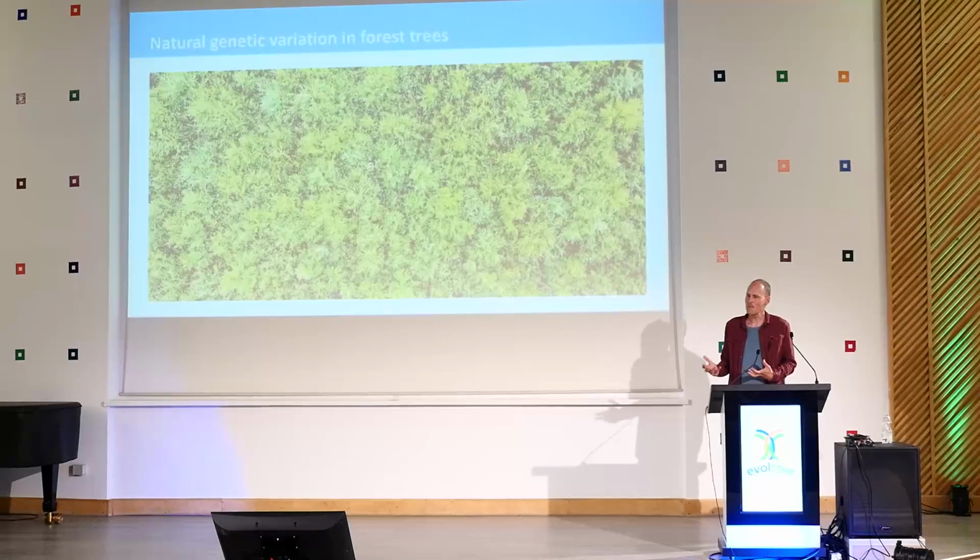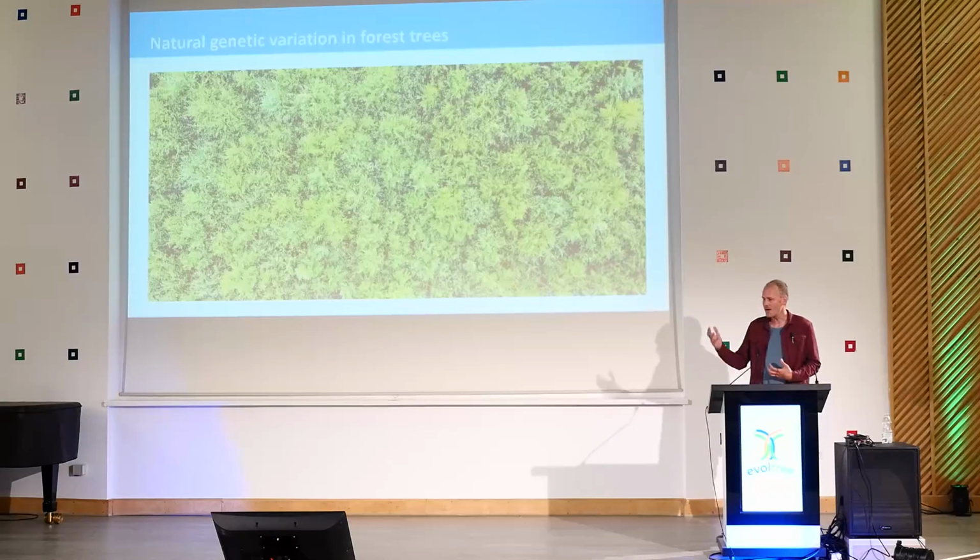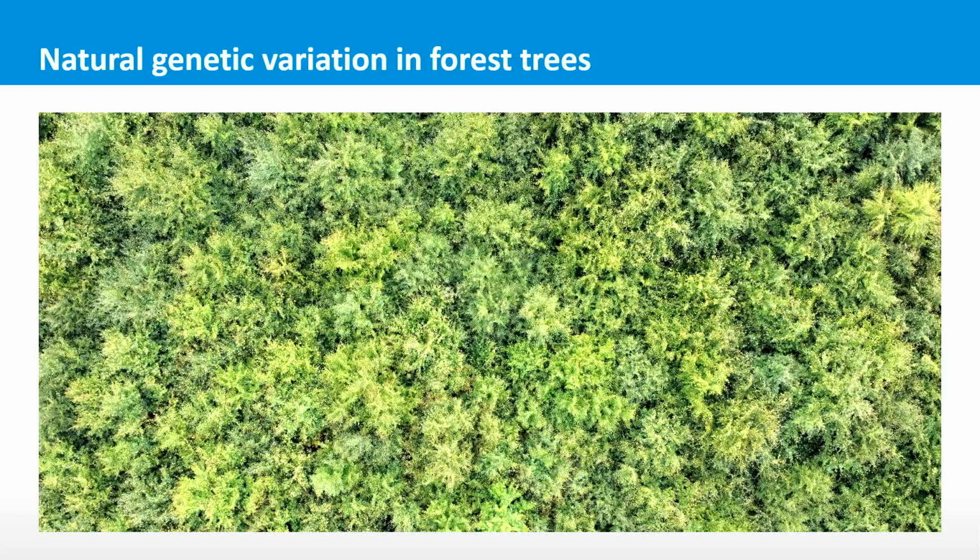Now, our group is broadly interested in natural genetic variation of forest trees, and we work on different species and different traits. But what fascinates me most about forest trees is the amount of variation that you find within every species. And this is true even for even-aged monocultures, such as this beech common garden that I'm showing in this picture. So even there, you find differences in growth, in leaf shape, in color. So basically, you find quantitative variation for any trait that you're looking at.